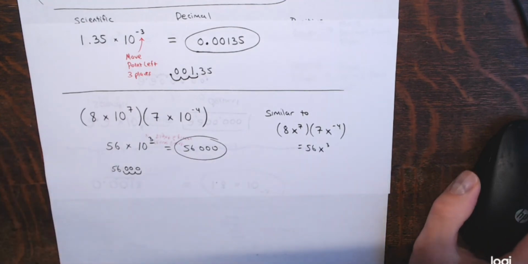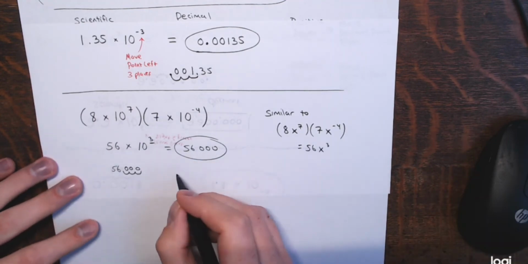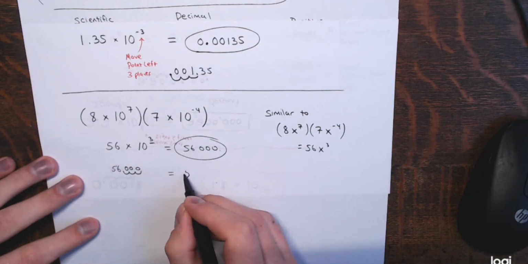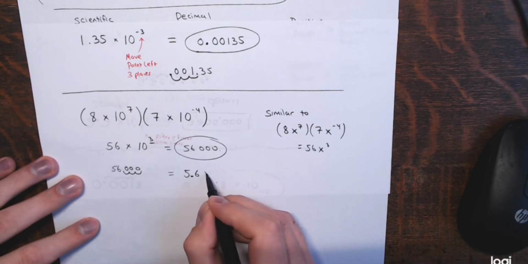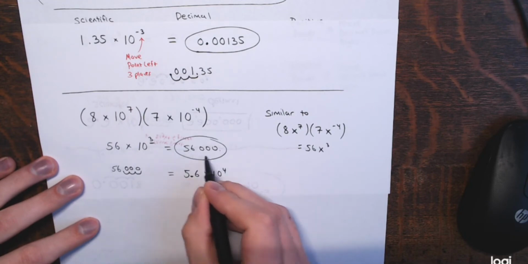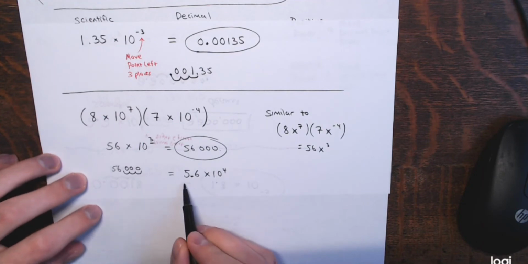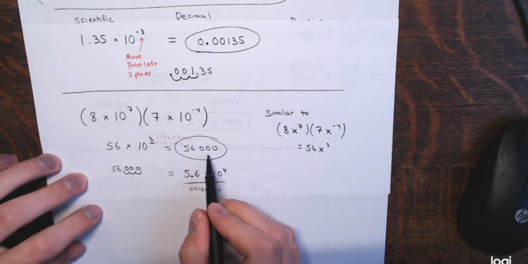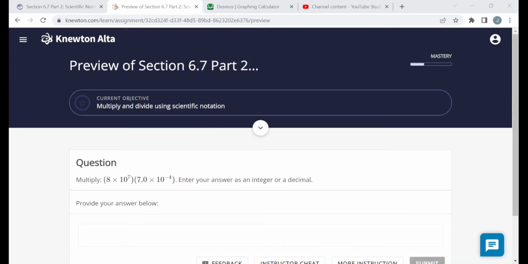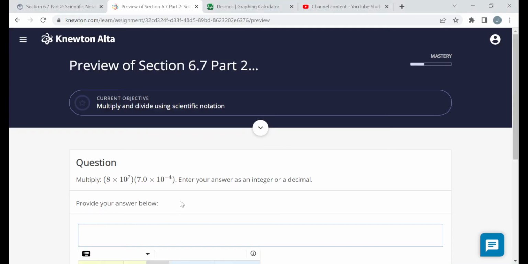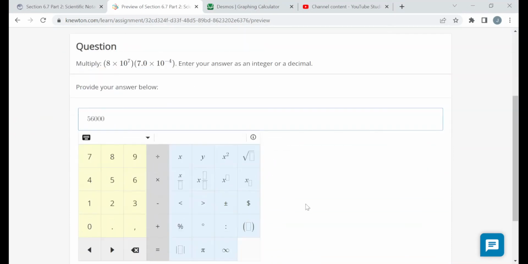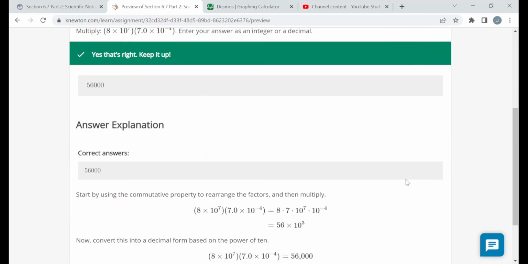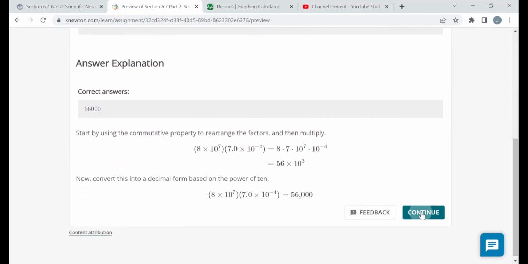Now you could also change this back to scientific notation. If you moved it back 4 places, you'd get 5.6, and this would be 5.6 times 10 to the 4th, right? To move it back 4 places, make it 56,000. This would be scientific notation if they asked you for it, but they didn't ask me for it. They asked me for decimal, 56,000. Okay, good.